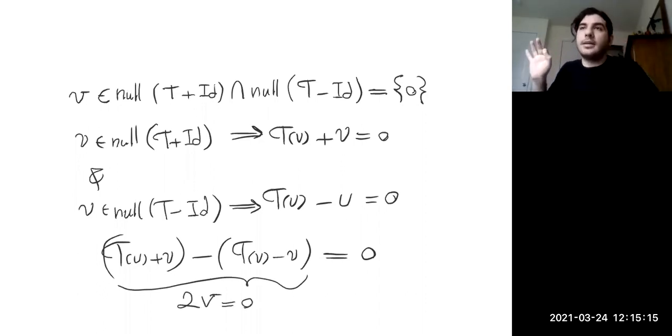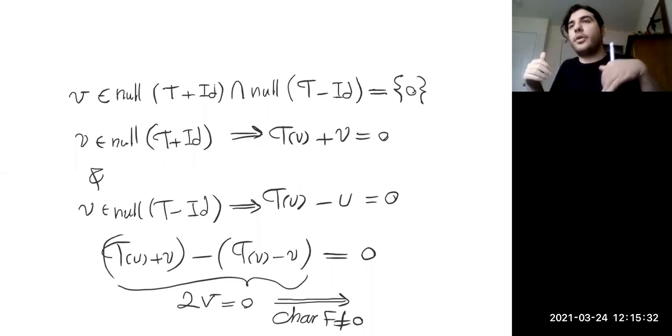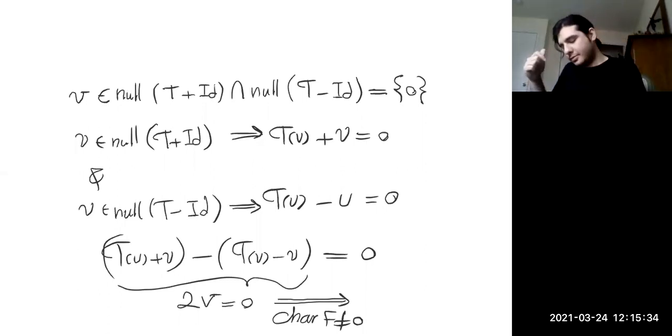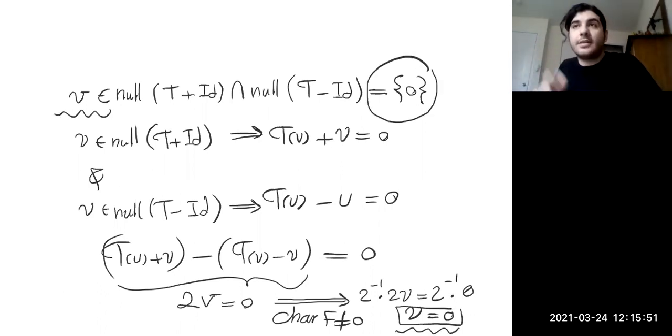Again, because the characteristic of the field is not equal to 2, 2 is invertible there. So I can multiply both sides by the inverse of 2. Now the left-hand side is just v, the right-hand side is 0. So any v in the intersection is equal to 0. Therefore, the intersection is 0. So again, we are using the fact that the characteristic is not equal to 2.